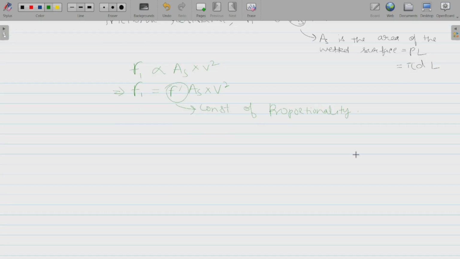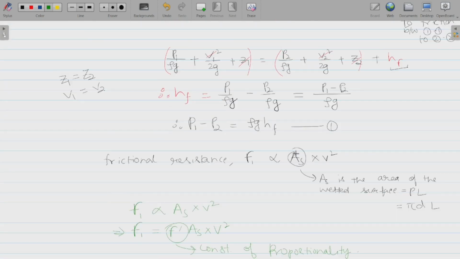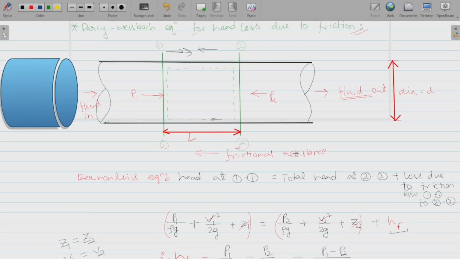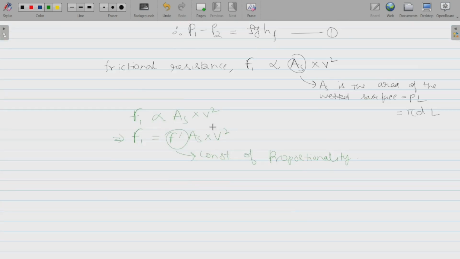Now I will be calculating all the forces. All the forces are in the horizontal direction. How many forces are induced here? You can see P1. Because of this P1, there will be a force which is P1 into area. Because of this P2, there will be a force which will be P2 into area. And there is another force which is the frictional resistance. Due to this, there will be another force, and the direction of this is not the same as the others, right? The frictional force, so we'll also need to take that into consideration.